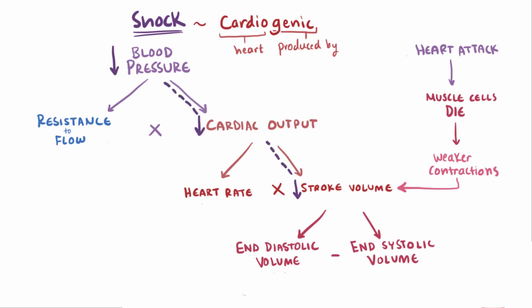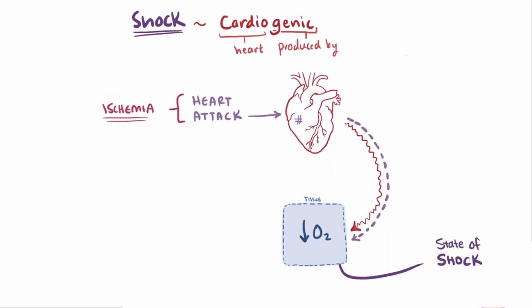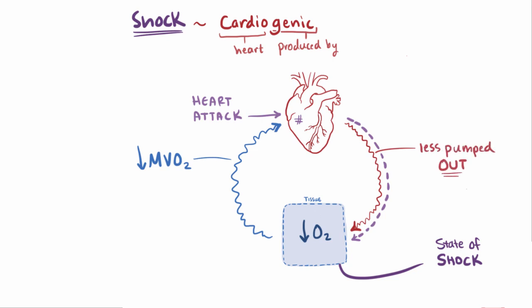In the same way as with hypovolemic shock, the body releases vasoconstrictors to increase vascular resistance and help maintain blood pressure. Also, as with hypovolemic shock, MVO2 will be down since there's less oxygen being pumped out, and so less will be left over.